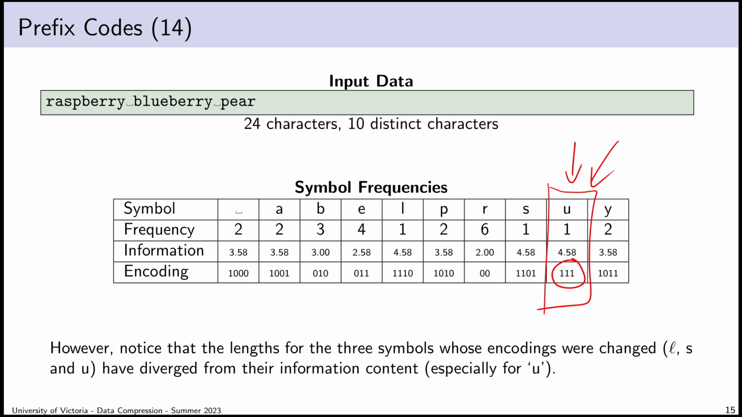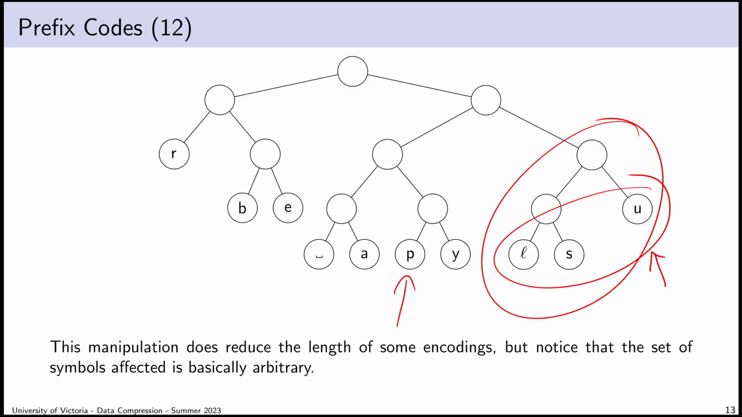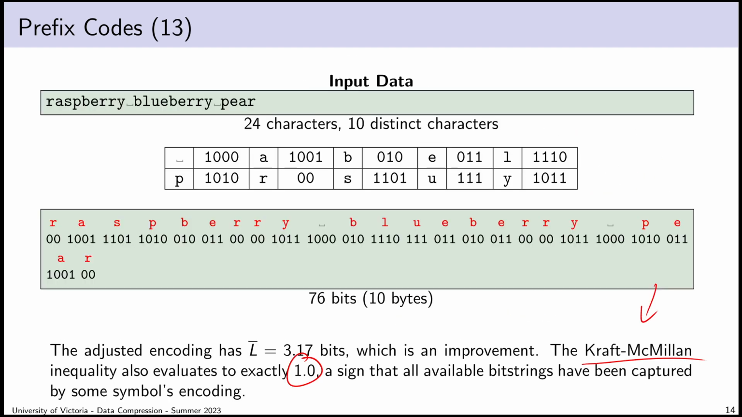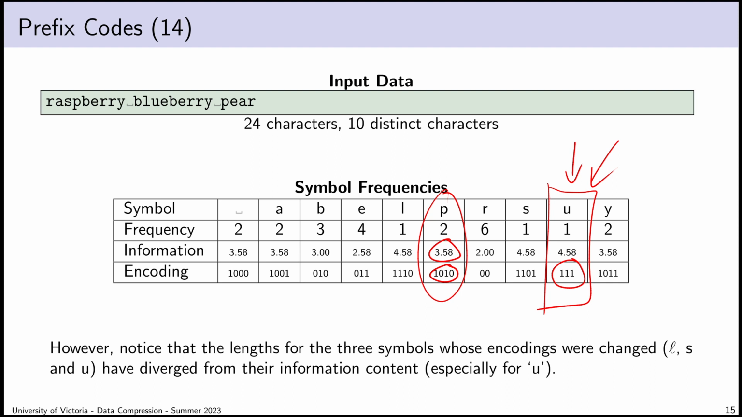That isn't inherently a problem, except if I go looking at other symbols. So here's a symbol. Let's take a look at, let's say, the letter P. The letter P didn't change. It previously had information content of 3.58, that rounded up to 4, and it had an encoding of length 4, and it was in the part of the tree that didn't move, so it's still sitting there. I didn't touch it at all in my manipulation. But that means there's now an inversion. Now we've got P, which has an information content of 3.58, being encoded into 4 bits, whereas U, with a larger information content, is encoded in 3 bits. That is not fairly valuing each symbol. I now have a symbol that is worth less being priced higher.